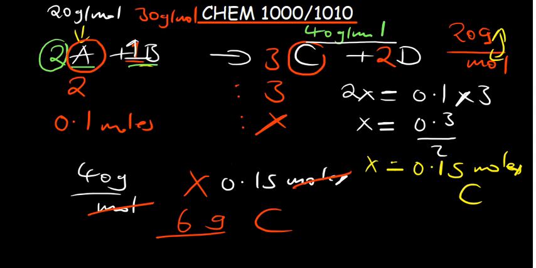What mass are we calculating? We were calculating the mass of C that was going to be produced in the reaction, and that's what we have.